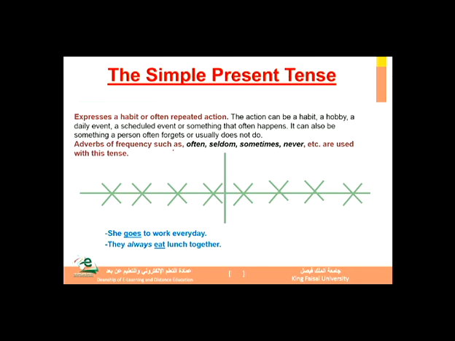Adverbs of frequency such as often, seldom, sometimes, never, etc. are used with this tense. Often means frequently. Seldom means less than often. Sometimes is less than seldom, and never means not at all. Also, there are other adverbs of frequency used, such as always or every day. Always or every day are usually used with the present simple tense, like the examples here.